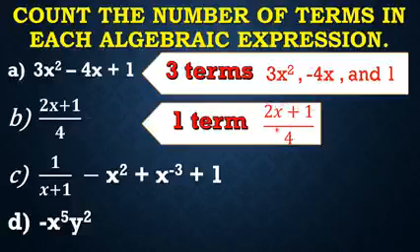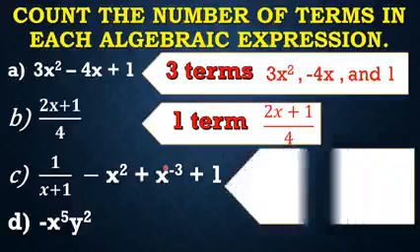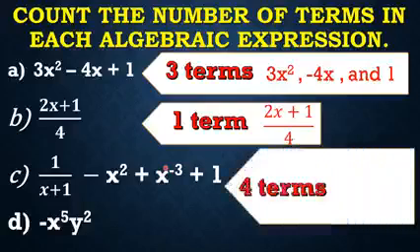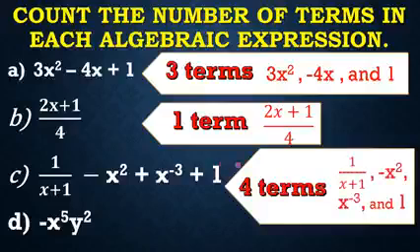Let's see. How many terms do we have? Okay, we have 4 terms in total. So ano-ano yung mga 4 terms na to? We have your 1 over x plus 1. We have also your negative x squared. We have your x raised to negative 3 and positive 1. Again, these are your terms for letter C. The 1 over x plus 1, the negative x squared, the x raised to negative 3, and 1.